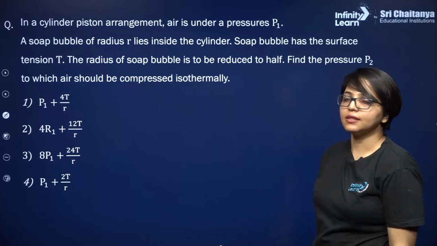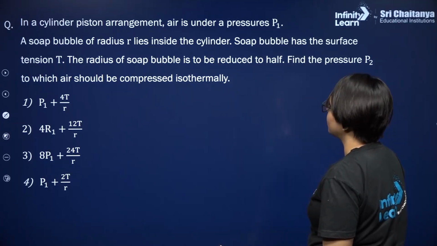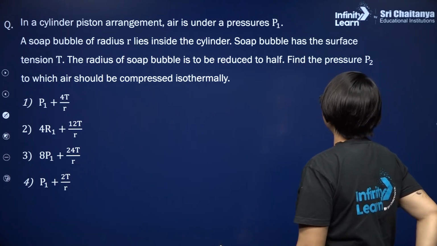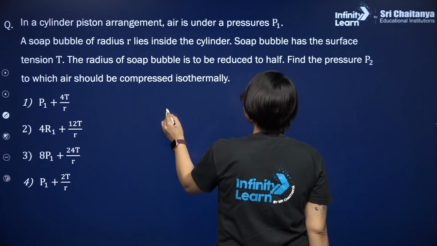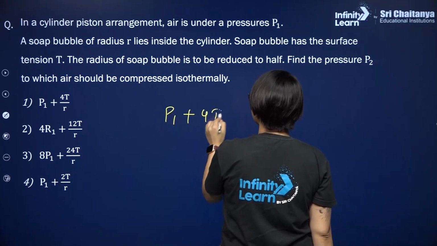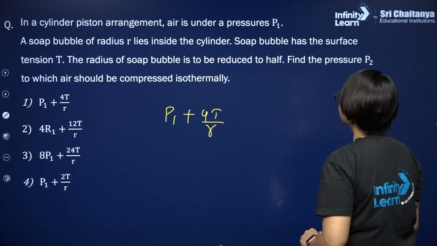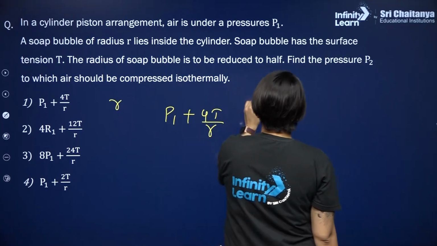Now next is this: in a cylinder piston arrangement under a pressure P1, a soap bubble of radius r lies inside the cylinder. The soap bubble has surface tension T. So the pressure inside the soap bubble will be what? P1 plus 4T upon r, the excess pressure. The radius of the soap bubble is reduced by half. So if the initial radius is r, the final radius will be r by 2.